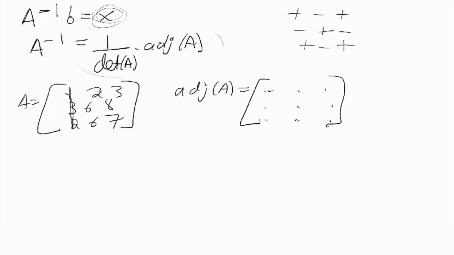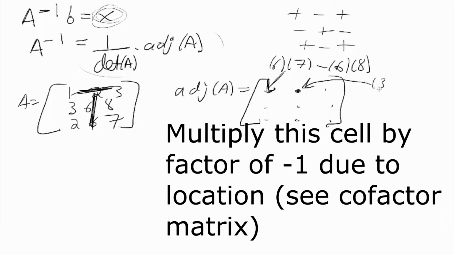So for this one, you put your hand over the column and the row, and you just find the determinant like you would a 2x2 matrix. So for that one, you'll have 6 times 7 minus 6 times 8. So that's one example, and then you just do that for the rest of them. For this one, you need to put your hands like so. And that one will end up being 3 times 7 minus 2 times 8. And you repeat the procedure until you have this filled out.